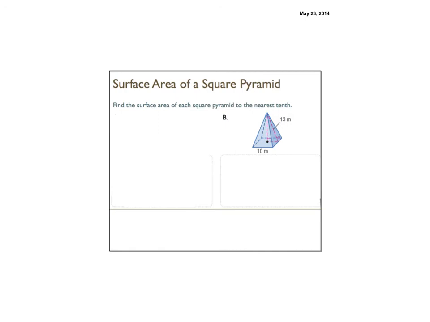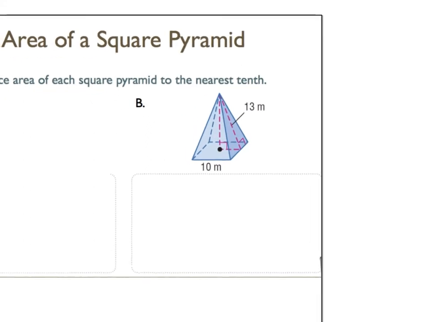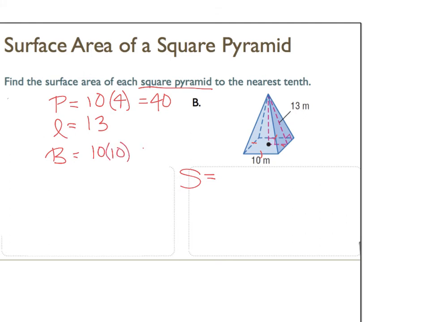All right, so let's look at this square pyramid, and let's find the surface area here. So we need our perimeter, and again, it's a square pyramid, so we know all the sides are congruent. So all the sides are 10, so I'd have 10 times my 4 sides of my square would give me 40. My slant height, which is given to me, is 13. And then my area of my base, for my square, it's length times width, or 10 times 10, which will give me 100.